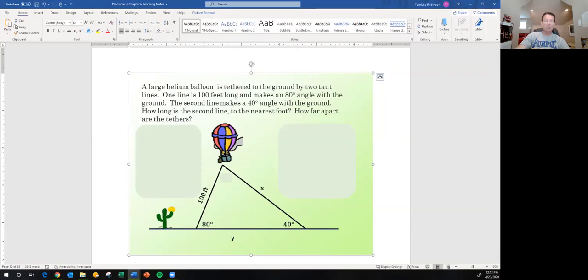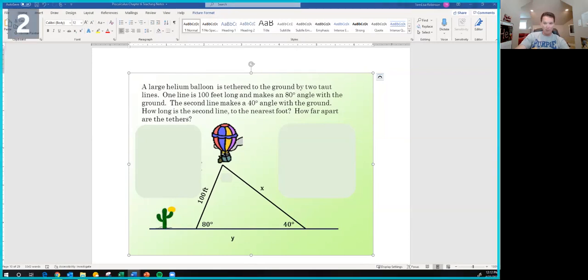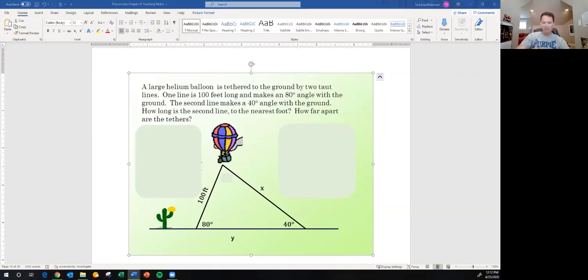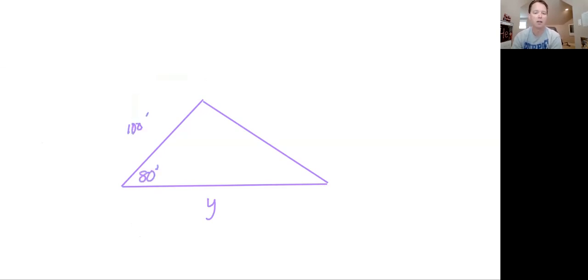Now I'm going to transfer this over to the whiteboard, okay? So you're going to lose it, but I'll get it back here for you in just a second. So we have one like that, one like that, one like this. We're trying to solve for this side y. This is 100 feet. This is 80 degrees. This is 40.